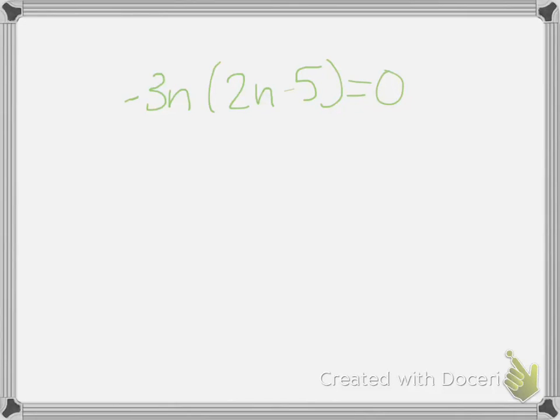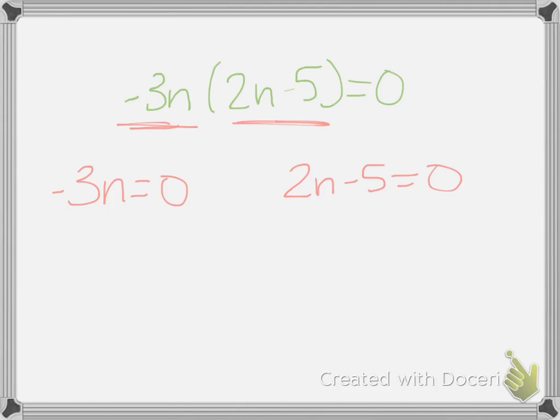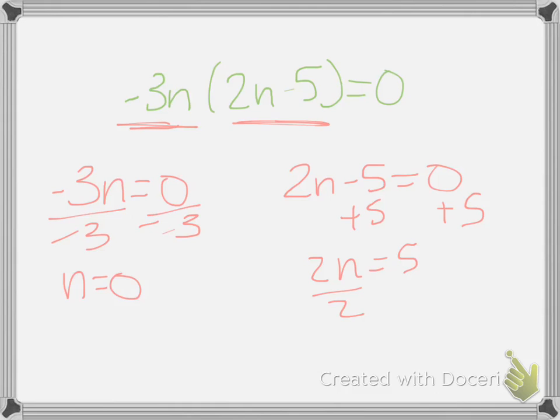Okay, this one's a little different, we still have to set both things equal to 0. So this time, this is one set and this is my other. So I'm going to say negative 3n equal to 0, and 2n minus 5 equal to 0. Okay, because this is the same thing as negative 3n minus 0 if I wanted to do that. So that's why we're setting it equal to 0. So divide by negative 3. 0 divided by any number is still 0. Okay, add 5. So we get 2n equals 5, divide by 2, so n equals 5 halves. So those are my two answers.